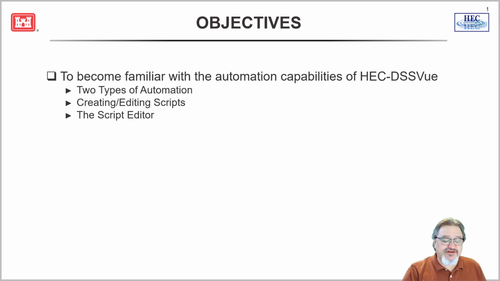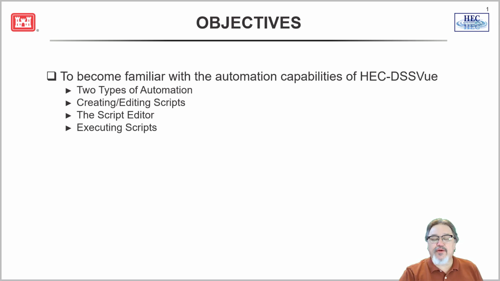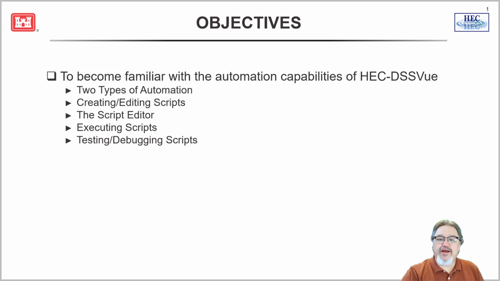Session 2, we'll talk about the script editor. We'll have an entire session devoted to the details of the script editor. Following that, we'll talk about executing scripts, the different ways that you can execute them, and why you might want to use one way versus another. In session 4, we will talk about testing and debugging scripts, and there's quite a topic to deal with on that. In session 5, we'll talk about scripting time series math operations.